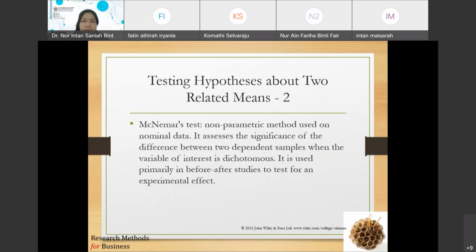These are two related means. All of these are actually people's names. If you remember, McNemar's test is a non-parametric method used on nominal data. So these are the functions of all these tests. They are used for before-and-after studies or for experimental effects.